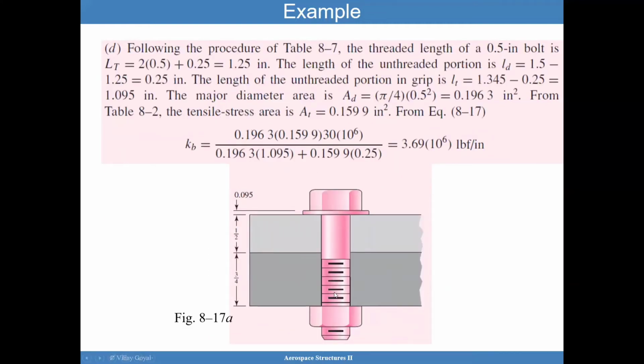For finding the bolt stiffness, two springs in series, in essence, we can quickly do the calculations using the threaded and unthreaded portion of the bolt, and then we'll get this number here. And again, feel free to pause the video and do it on your own to see if you get the same answer.